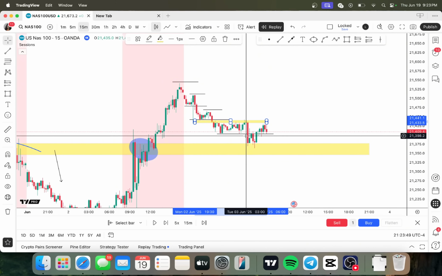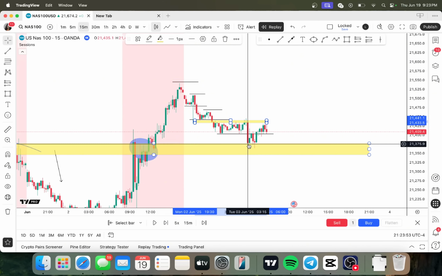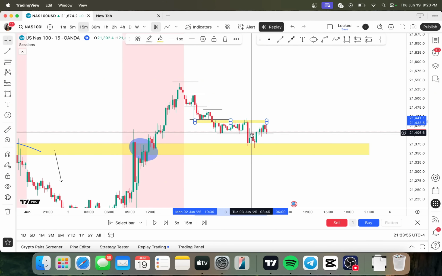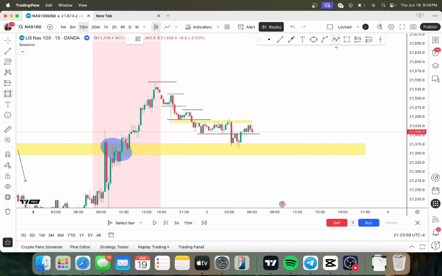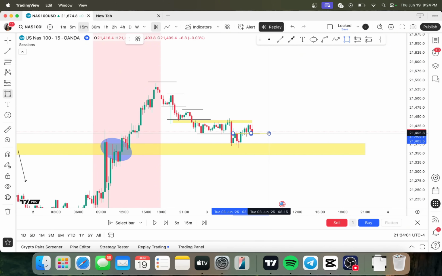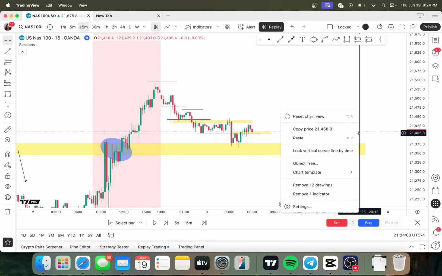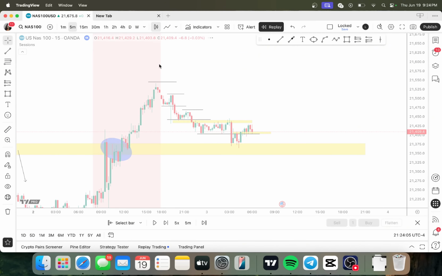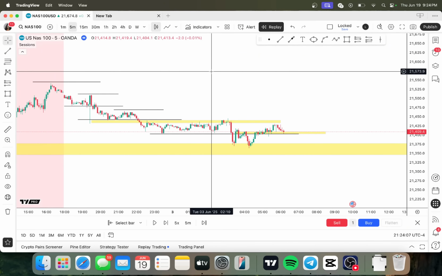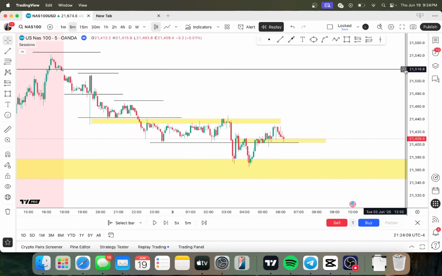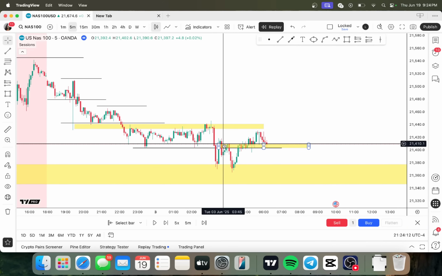Now we have price make this low. We can see here that price pushed up. So from this low, buyers kicked in a little bit, tried to push price up, and it failed to do so. So this is another lower high, right? So since we have this lower high here, we can even scale down to that 5-minute time frame if need be.